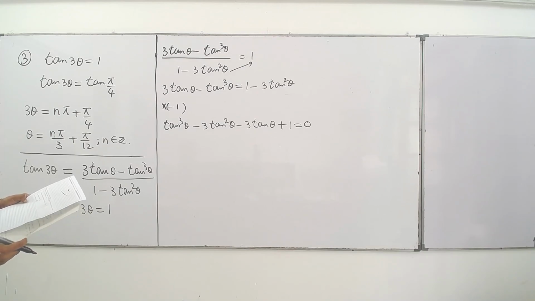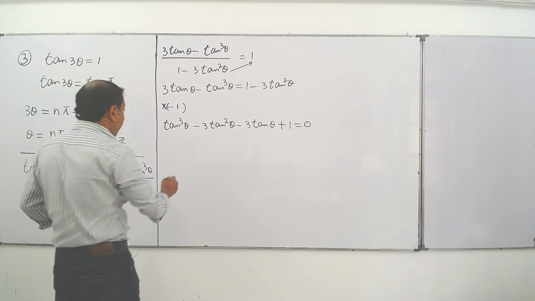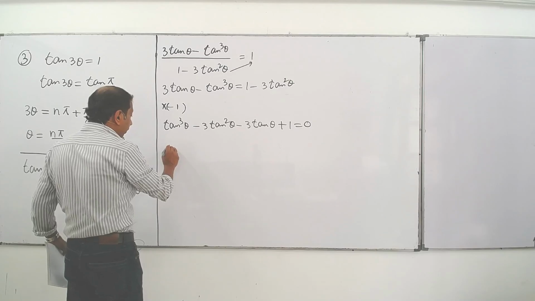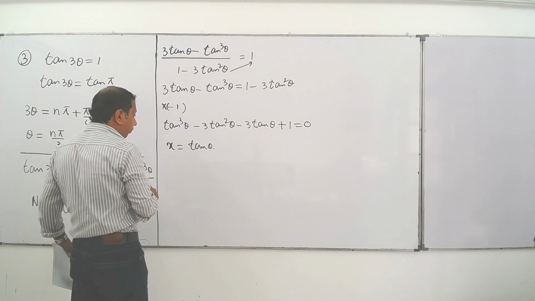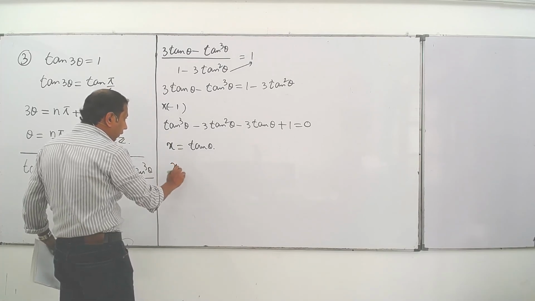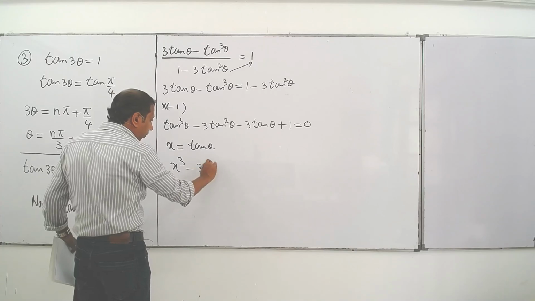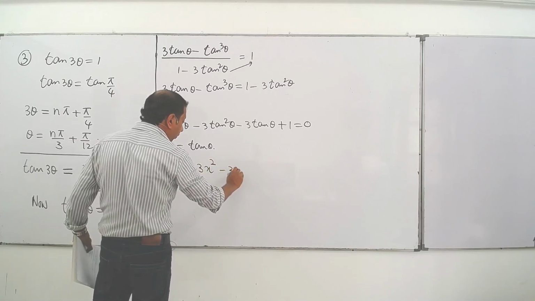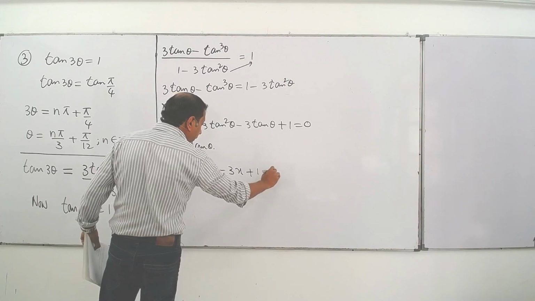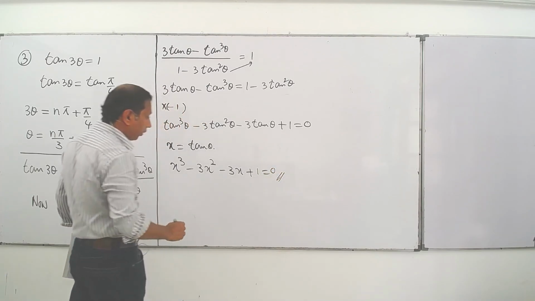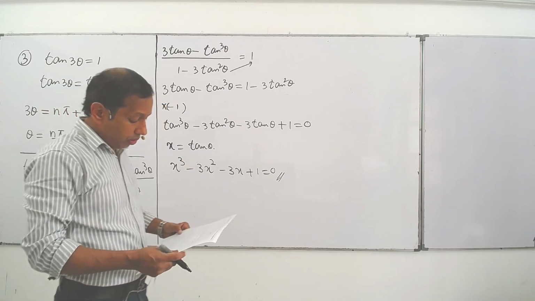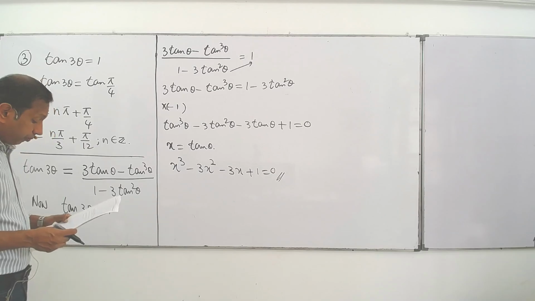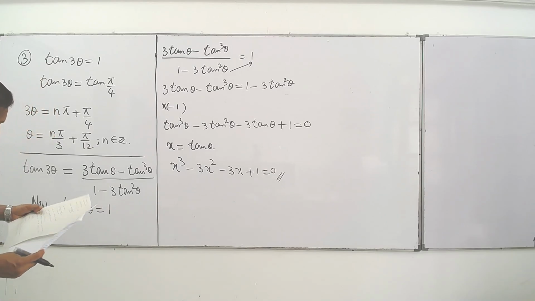Now the next one asks this way, where x equals tan theta. Right. Now we put x for tan theta. Then I can write this equation: x cube minus 3x squared minus 3x plus 1 equals 0. Right. This way we get it. There, this x is what? Tan theta. X is tan theta. Right. Now what is asked next? Right.